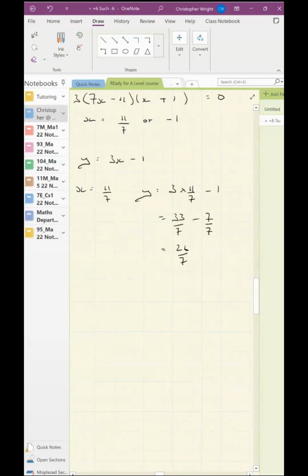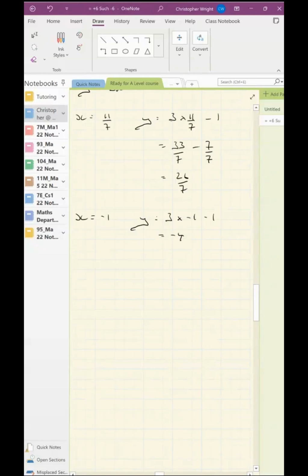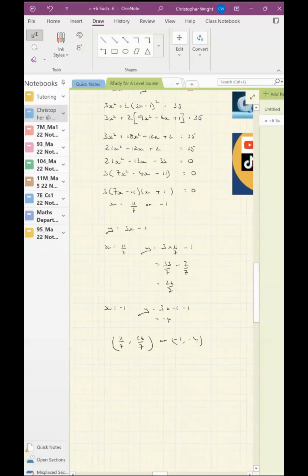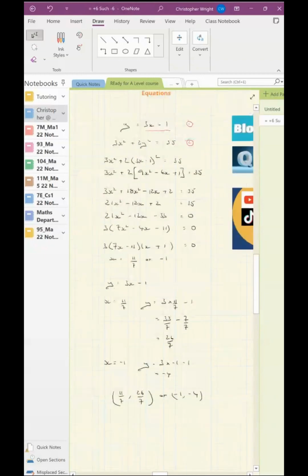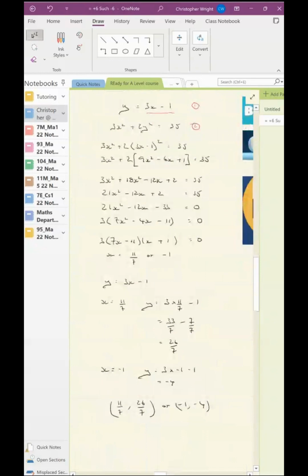And my next pair will be generated when x is minus 1. Well, y is 3 times minus 1, which is minus 4. So my 2 solutions are x is 11 sevenths and y is 26 sevenths, or x is minus 1 and y is minus 4. So there we go, solving quadratic simultaneous equations.